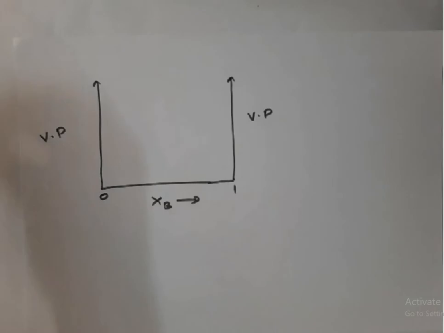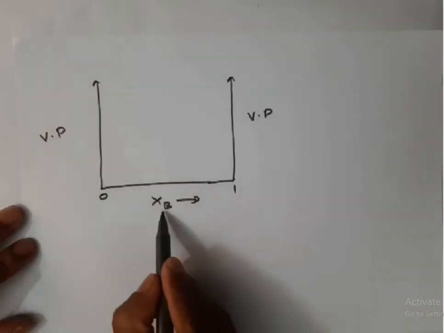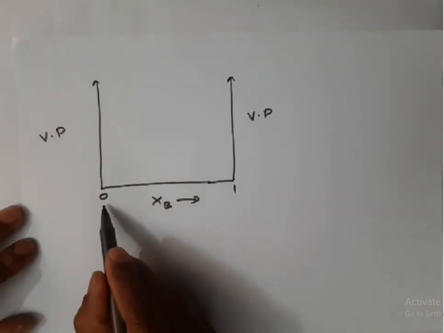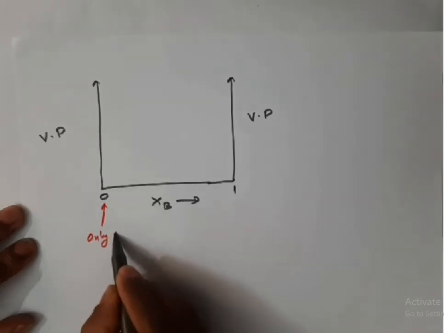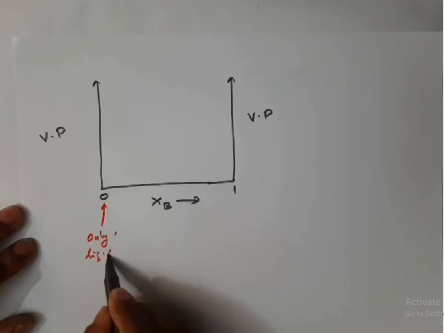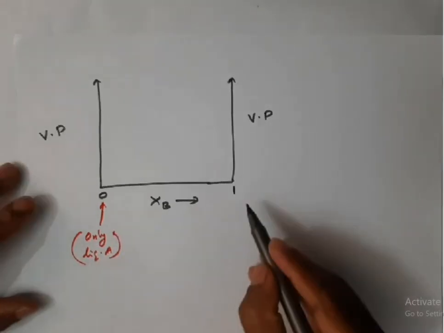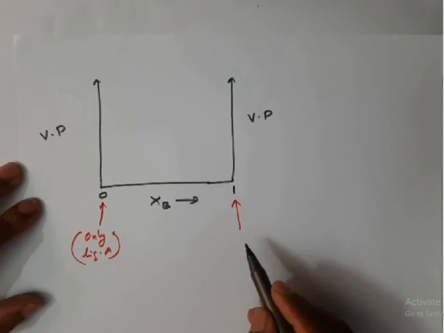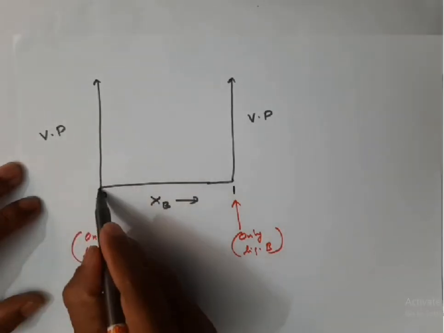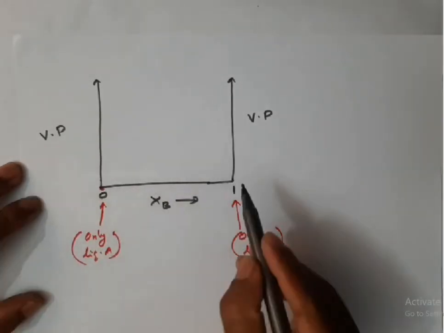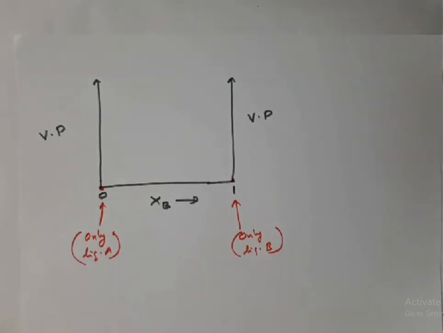Okay, listen, if mole fraction of B is 0 here, which means we have only liquid A. Here mole fraction of B is 1, which means we have only liquid B. So at 0 we have pure liquid A. At 1 we have pure liquid B. That's the meaning. Okay. Let us suppose P naught A, P naught B.